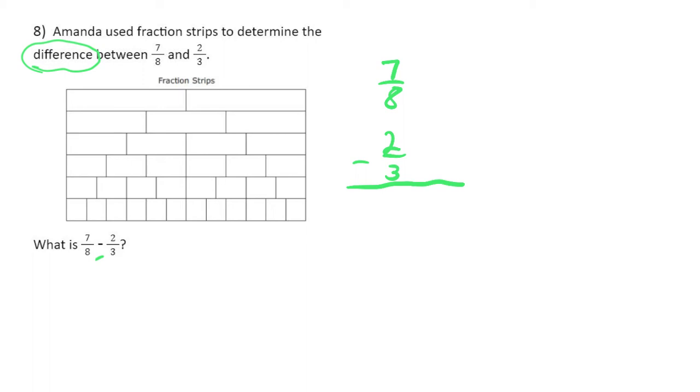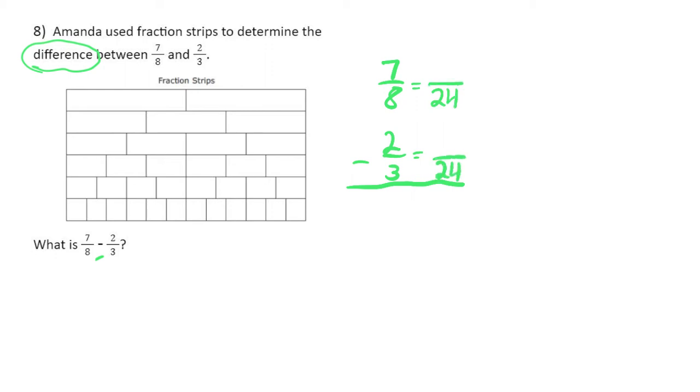So first thing, eighths and thirds, I cannot subtract, and so I have to make them the same. And so we've got to think, okay, what can 8 and 3 both become? Well, they're both going to be able to become a 24 because 8 times 3 is 24. So we got 24 and 24.